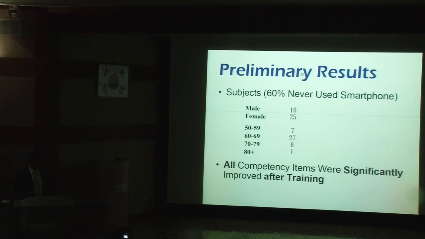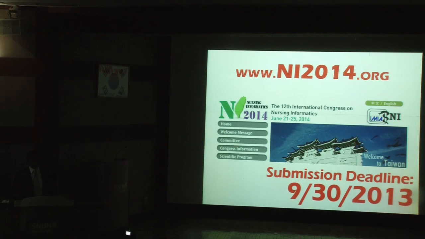So our preliminary results show that most of them are female and old, and all competency items were significantly improved after training. That means if we can provide the right training materials and use the right scales, we can monitor, and they can have a basic competency to use our smartphone applications. So from our experience, it's promising. The senior people can, I would not say be trained, but can learn how to use these mobile devices.